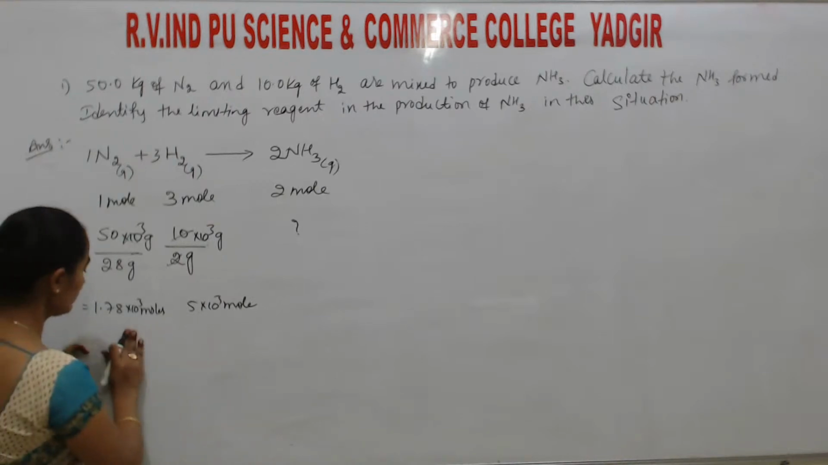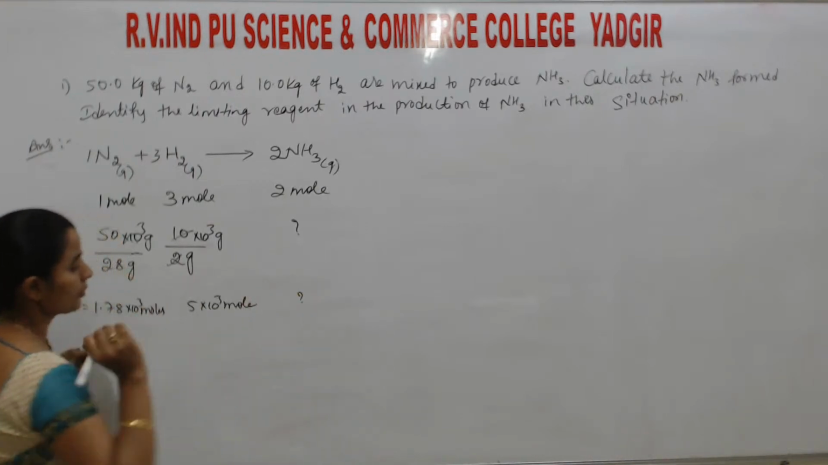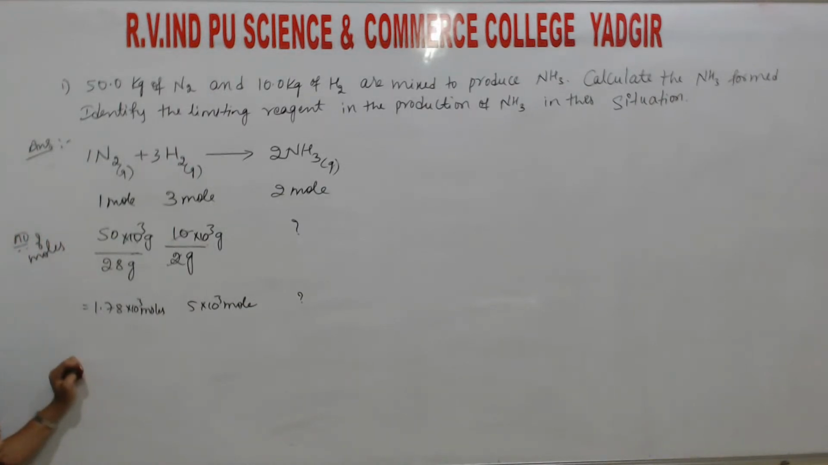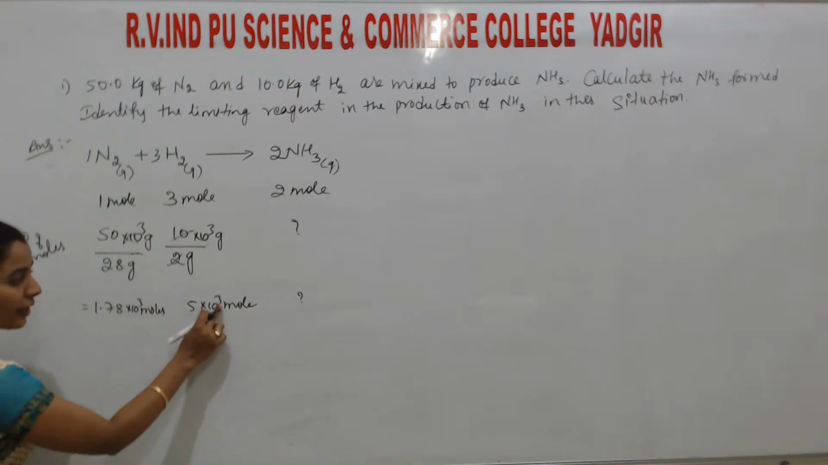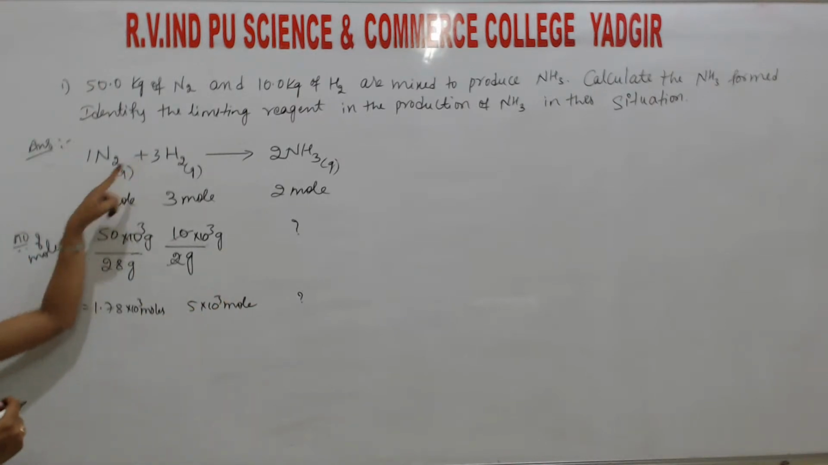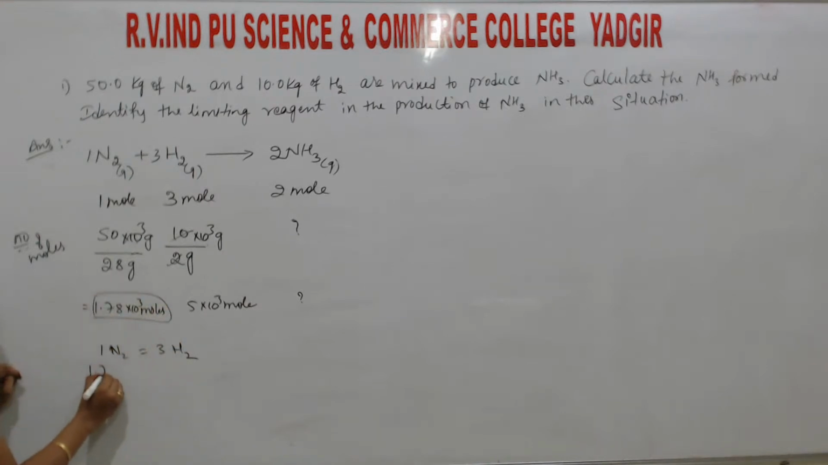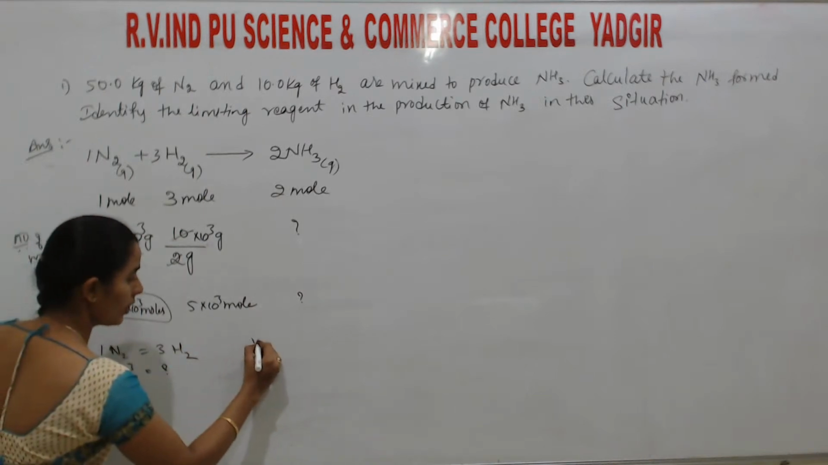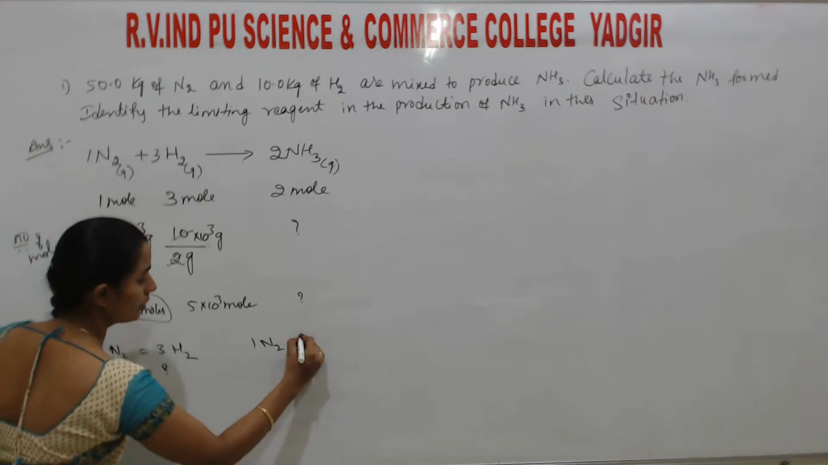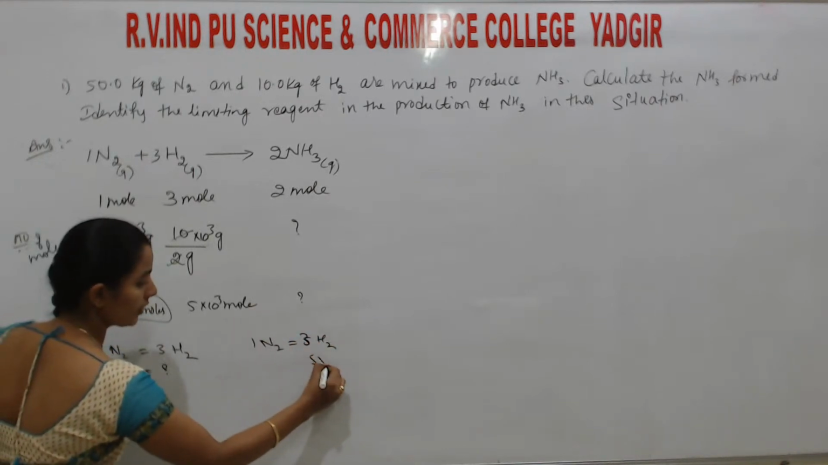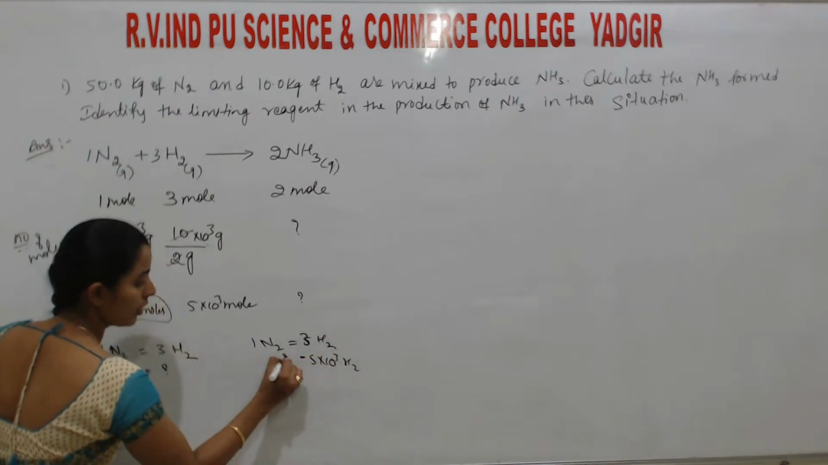Okay, listen here. So here, for this question, the number of moles you already got: 1.78 into 10 power 3 moles and 5 into 10 power 3 moles. Third step, comparison. 1 mole of N2 is equal to 3 moles of H2. Here, the N2 value is 1.78 into 10 power 3. So how much H2? Similarly, 1 mole of N2 is equal to 3 moles of H2. So 5 into 10 power 3 moles of H2 is equal to how many moles of N2?